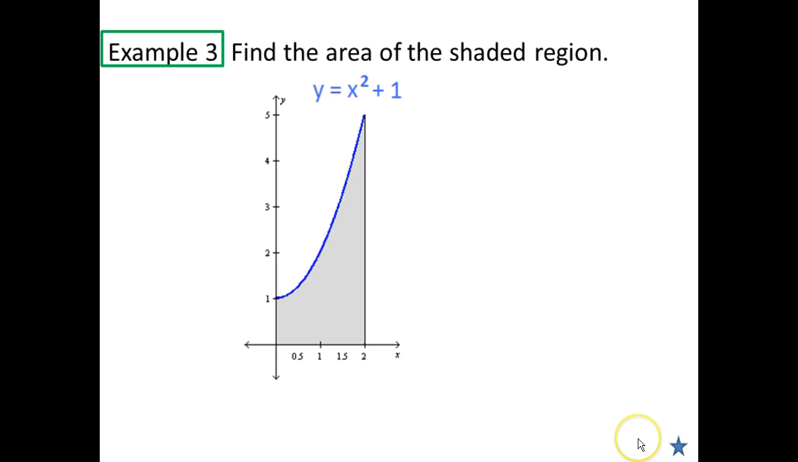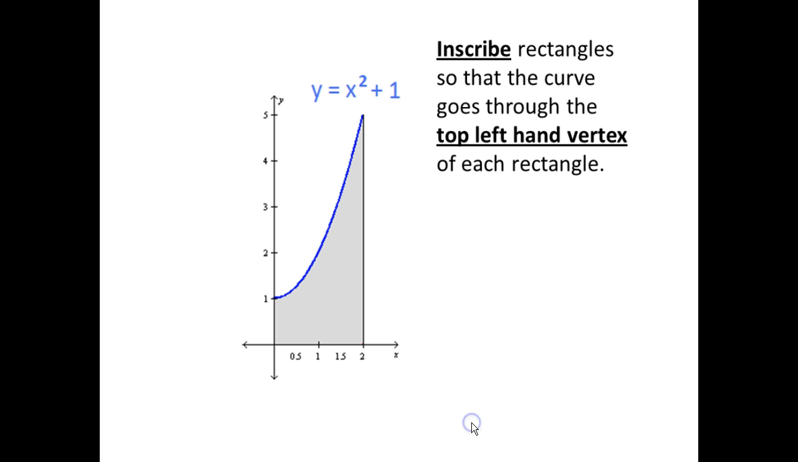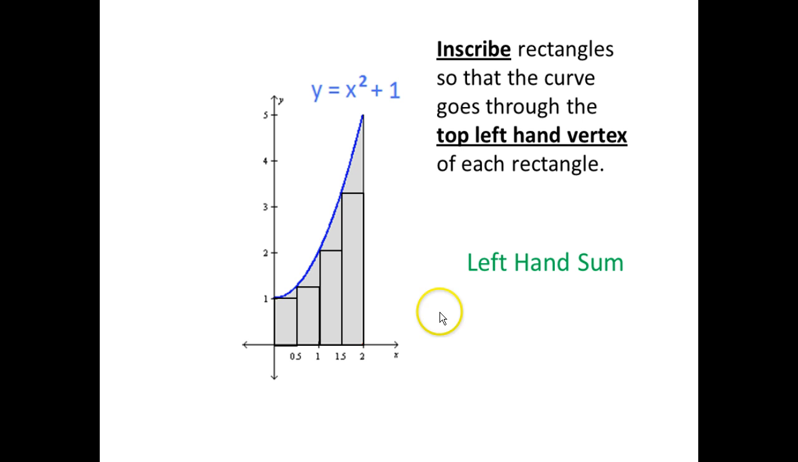Example 3. Find the area of the shaded region. So this is the shaded region. The top of the shaded region is the curve y equals x squared plus 1. So the first thing we're going to do is inscribe rectangles so that the curve goes through the top left-hand vertex of each rectangle. So here's the first rectangle. The base is at 0.5 and it touches the curve at the left-hand corner. Okay, this is called the left-hand sum because it touches at the left-hand corner of each rectangle.